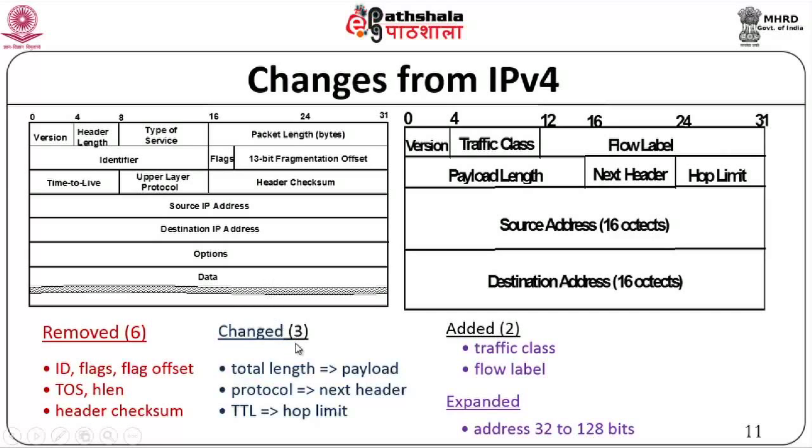And the ones that have been changed, total length, that is now changed to a complete payload length, okay, and the protocol field that we had has been now changed to next header field, and the TTL is now changed to hop limit. Okay. And there are two new things that have been added, one is the traffic class and the other is the flow label. So, these two things that we have here. Okay. And our addresses have been expanded from 32 to 128 bits. So, something has been changed, something has been removed, something has been added, and something has been expanded. So, that is the overall change from V4 to V6.